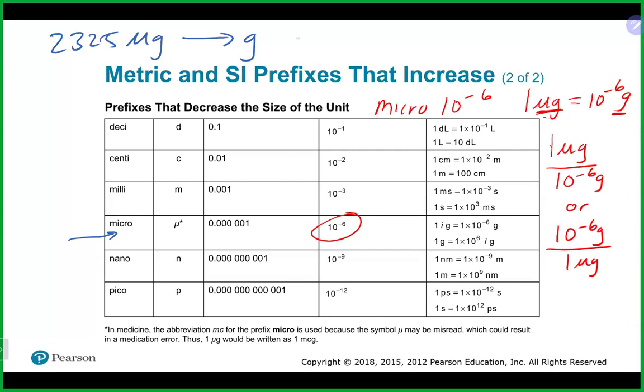So we'll do it here. We'll go with our 2,325 micrograms.